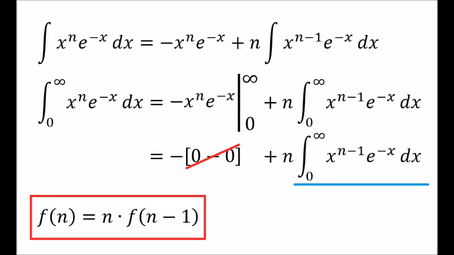Now we must evaluate that integral at the lower and upper endpoints, 0 and infinity. The first term disappears. Part of the second term I have underlined in blue. Notice that that is simply equal to f of n minus 1. So f of n equals n times f of n minus 1. This is called a reduction formula.